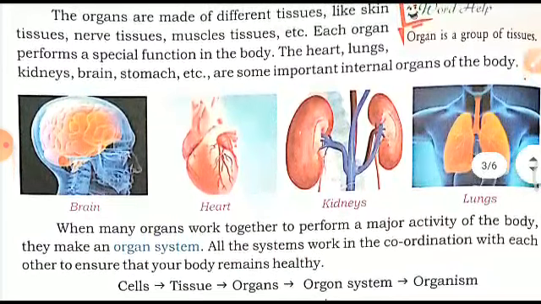Now, when many organs work together to perform a major activity of the body, they make an organ system. All the systems work in coordination with each other to ensure that your body remains healthy. See this flow from cells to tissues to organ system, and then to organism.